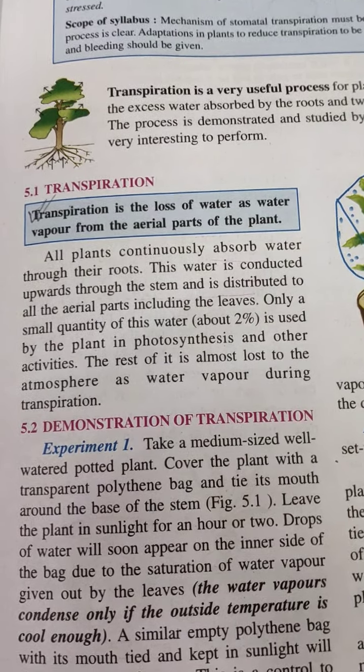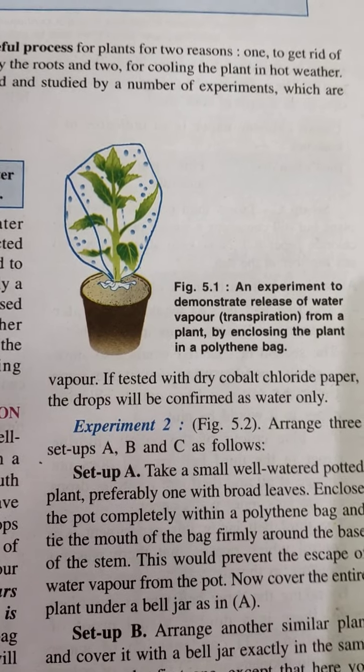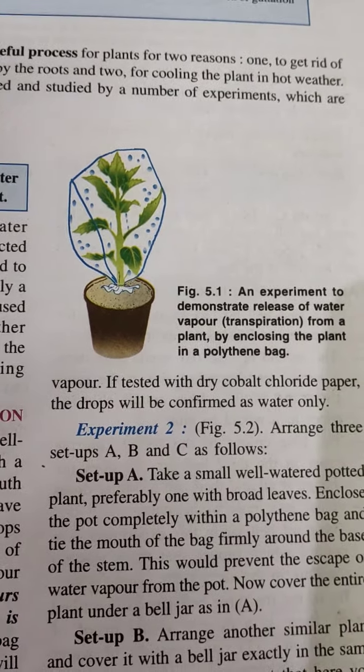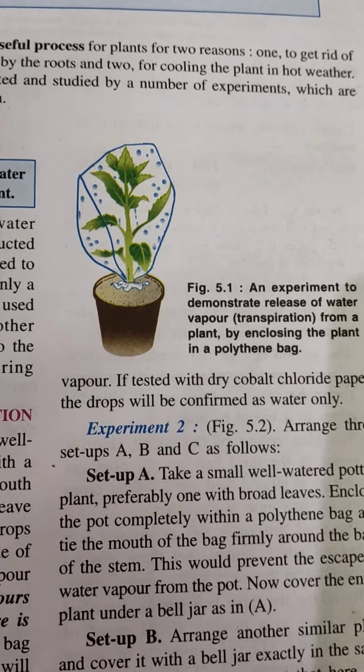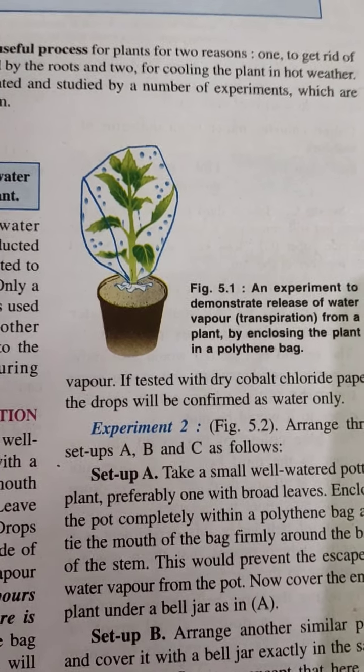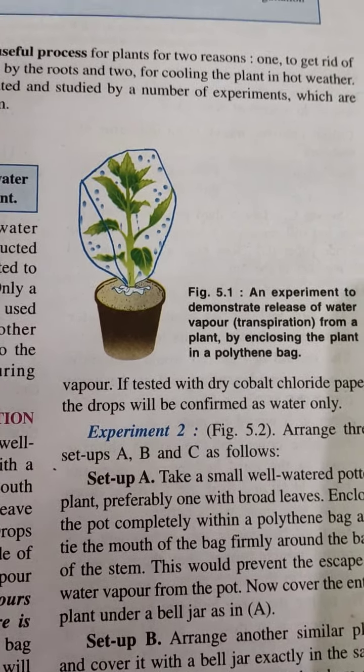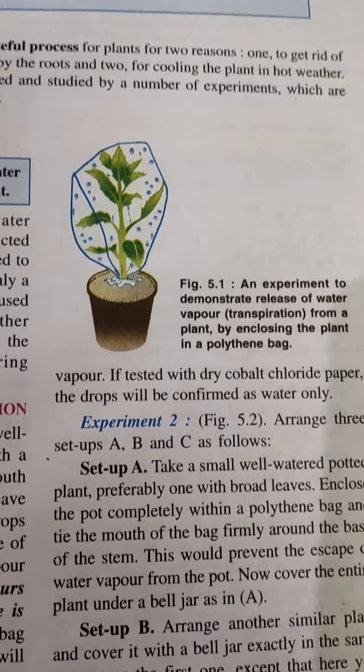As we can see in the diagram, there are tiny droplets of water which have appeared. A similar empty polythene bag with its mouth tied and kept in sunlight will show no drops of water. This is a control to show that plants transpire water in the form of vapor. If tested with dry cobalt chloride paper, the drops will be confirmed as water only, because cobalt chloride test is a surer test for water. So it will be confirmed that the droplets are nothing but water droplets.